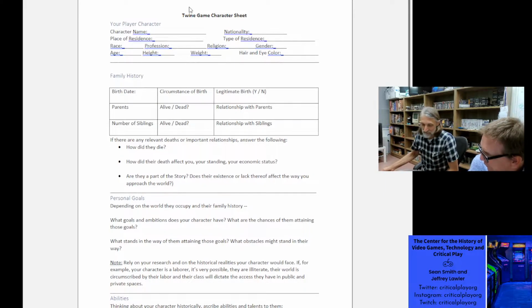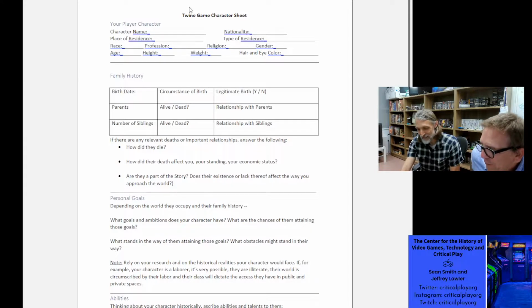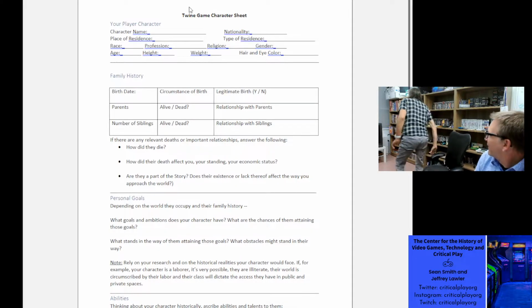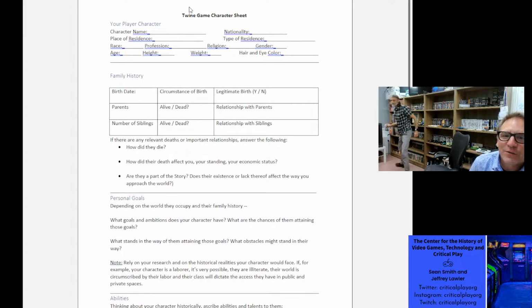So who do we want to build out in this instance? I don't know. We haven't talked about it. We could roll a dice. We could do that. We have a 12-sided die. We're going to roll a 12-sided die.